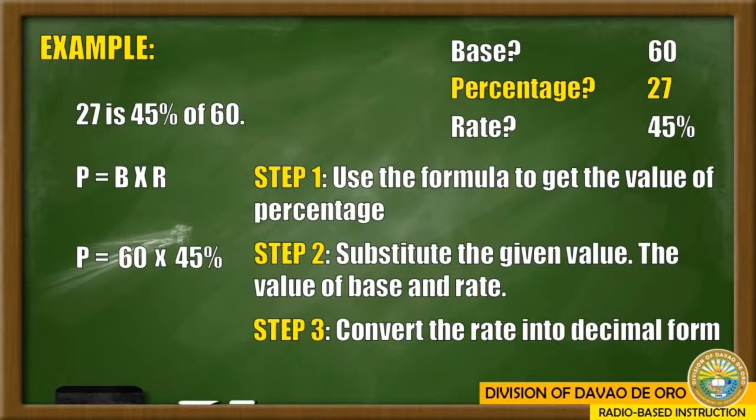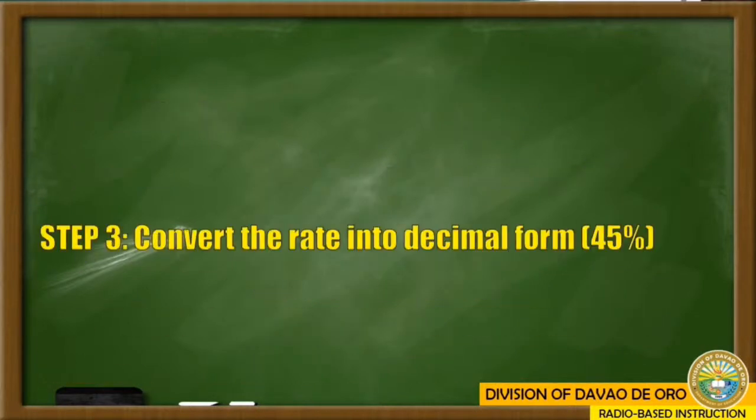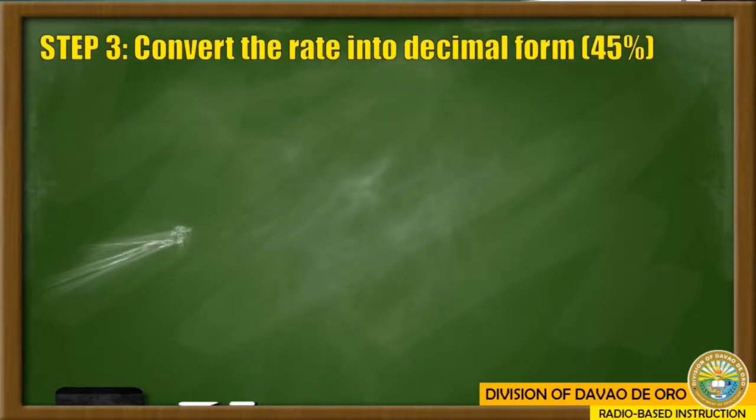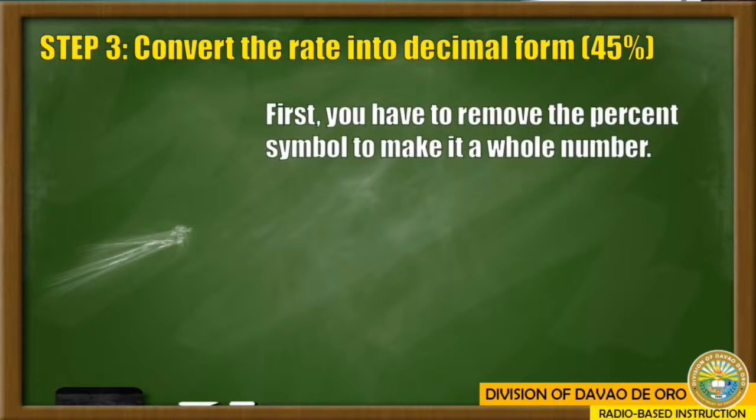Now, step 3. We will convert the rate into decimal form. So, the question is, how to convert the rate into decimal form? Convert the rate into decimal form, which is the 45%. Step 1. First, you have to remove the percent symbol to make it a whole number. So what will happen? It will make a 45.